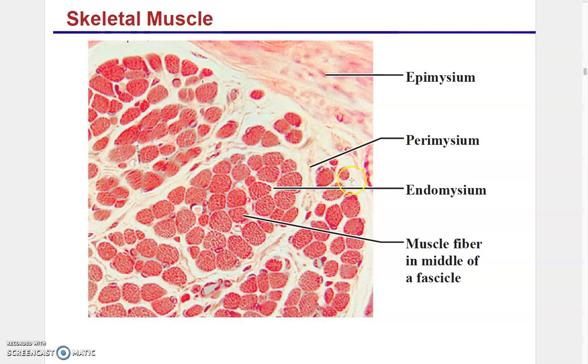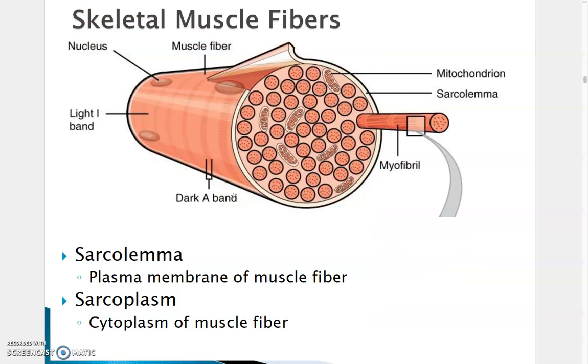This is a histological picture of what I was just talking about. On the outside here, you can see it is covered in epimysium, and then this individual part right here is a muscle fascicle covered in perimysium, and then this individual pinkish reddish part right here is one muscle cell or one muscle fiber covered in endomysium. So this is a muscle fiber.